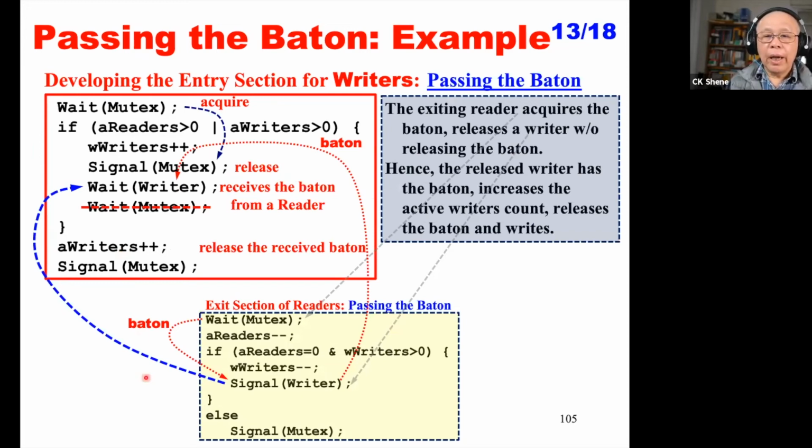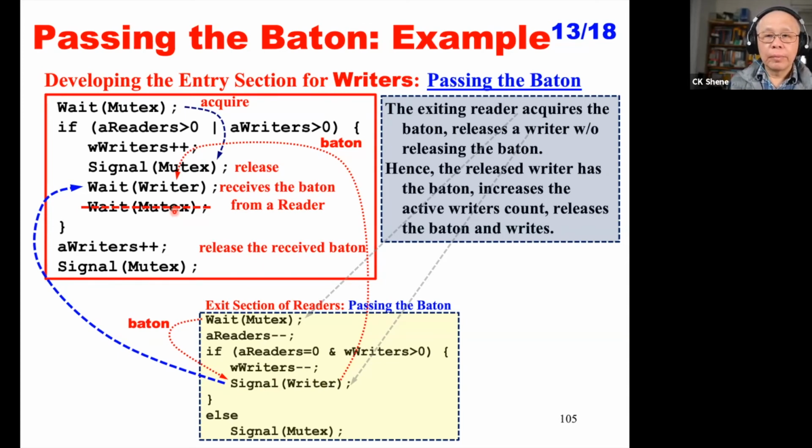So this is the exit section for the reader. Remember, a reader could release a writer. So in this case, when this reader with baton passing signals a writer, this reader did not release the mutex. So when this reader signals this writer, the released writer would get the baton. Of course, it does not have to acquire it. It's this simple. Hopefully you understand this.